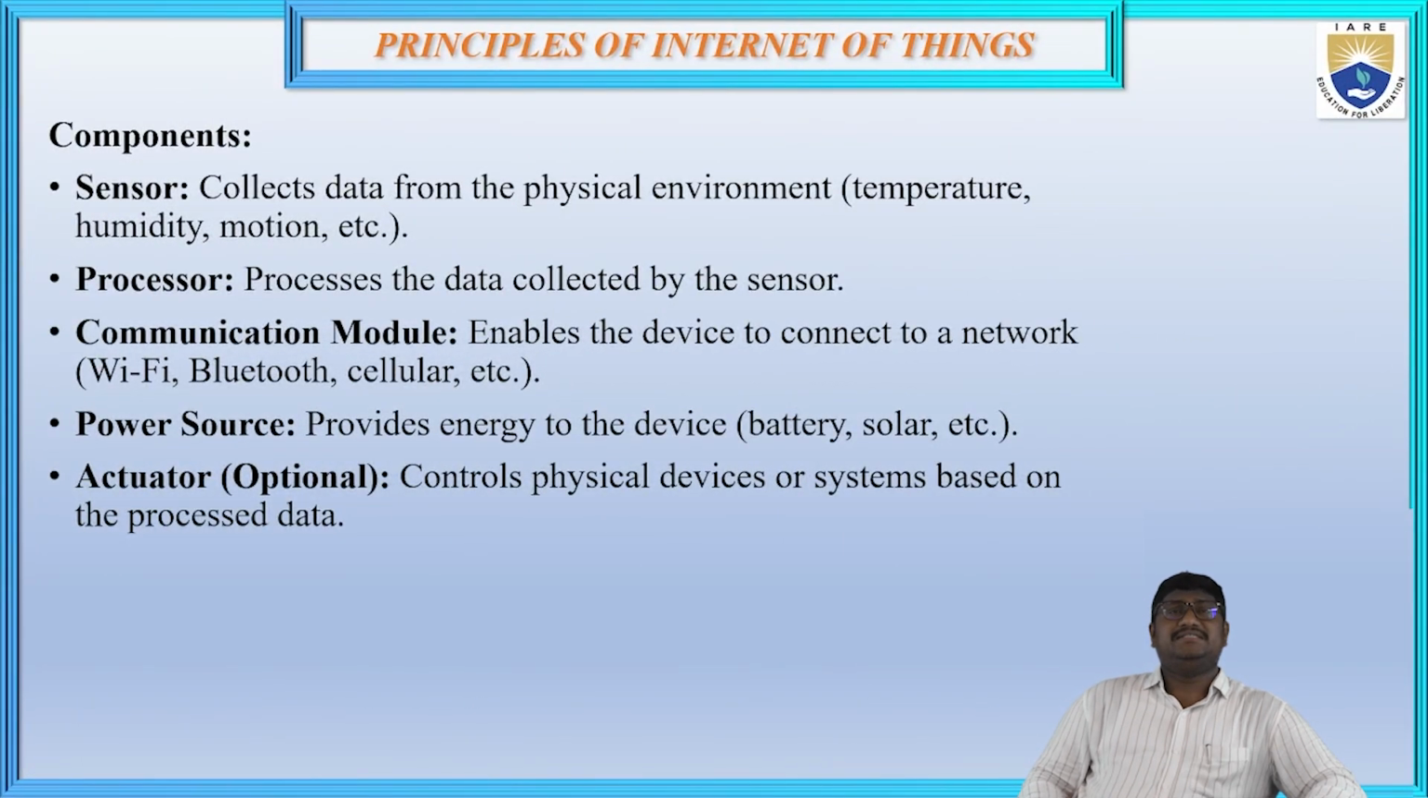And what are the components? As I told you, there are multiple components: sensors, which are used for collecting the data; processors, which are used for processing the data collected from the sensor. For that purpose we use a processor. And coming to communication modules, I already told you, which is utilized for enabling the device to connect with the network such as Wi-Fi, Bluetooth, cellular, whatever you call it. And coming to power source, we are going to provide energy to the devices such as battery, solar, etc. And coming to the actuator, which controls the physical devices or the systems based on the processed data.